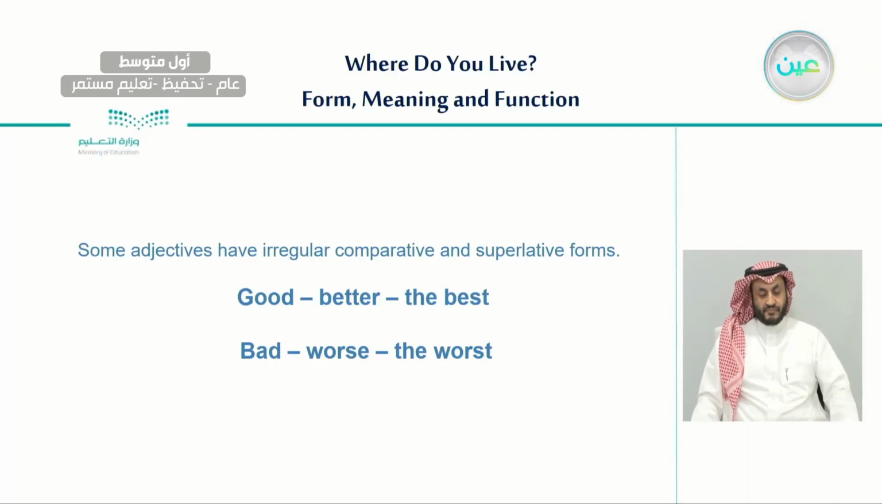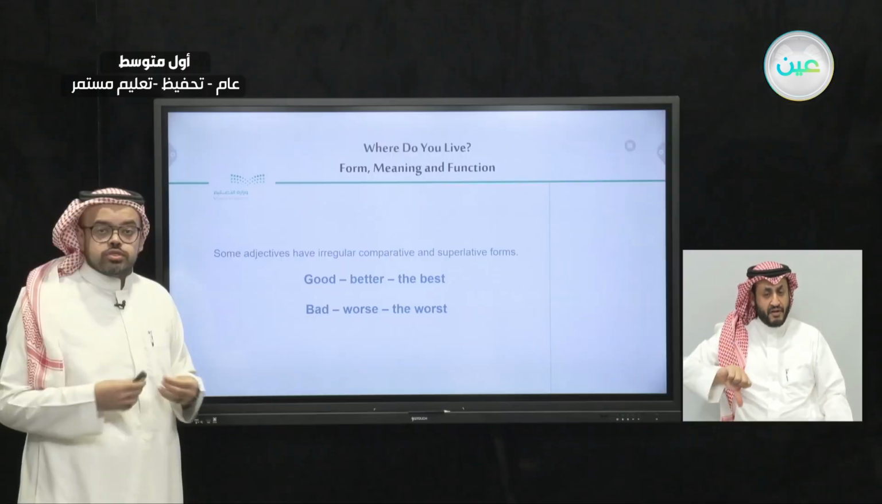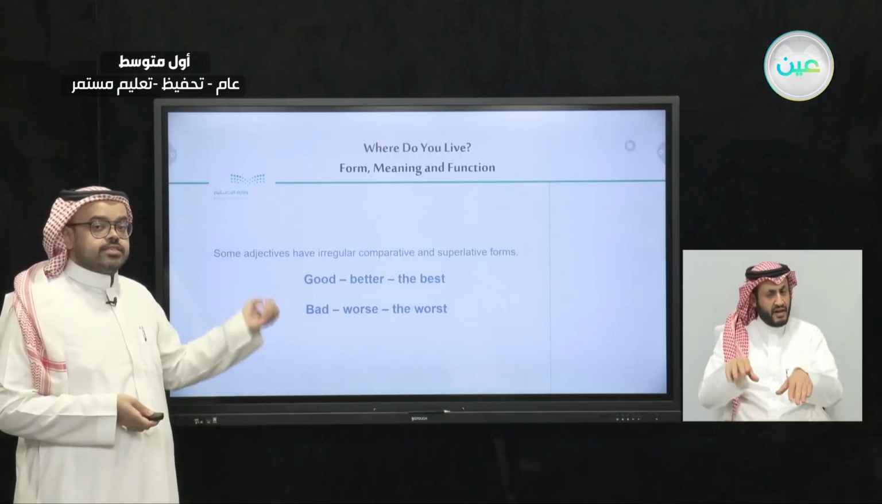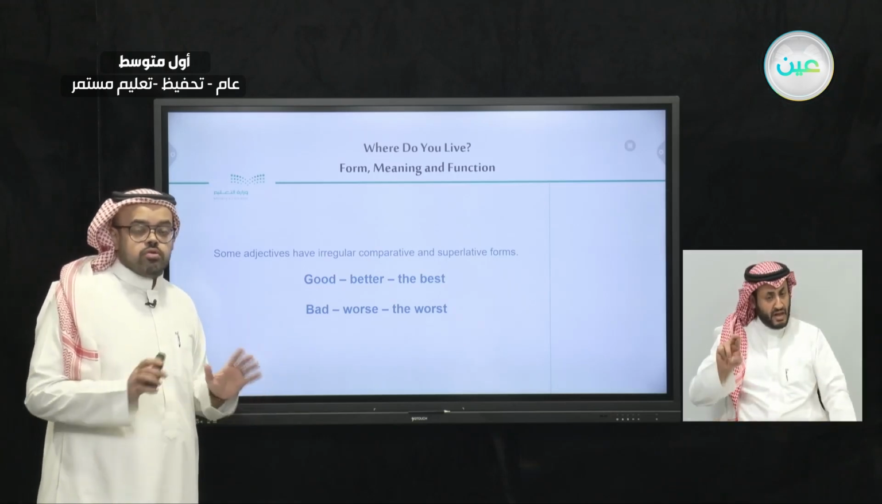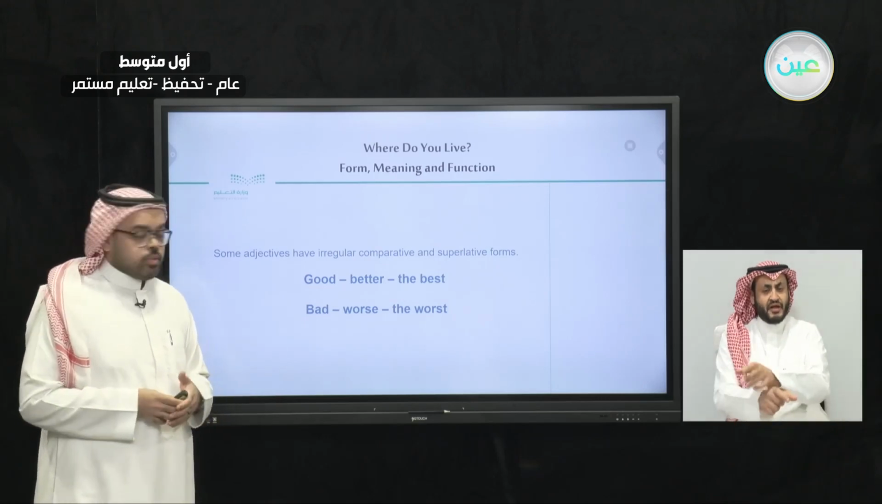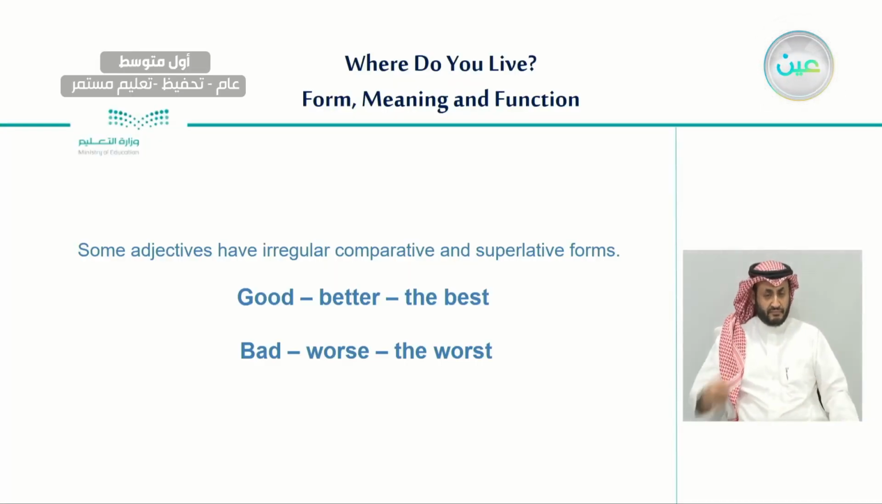And also, as in every rule, we do have some irregular forms, okay? One of the most famous irregular forms in the comparison rule are good and bad. So if we want to use a comparison with the adjective good, we won't add er or the most. No, we have a different form, which is good. For the comparative form, we would say better. And for the superlative form, we would say the best.